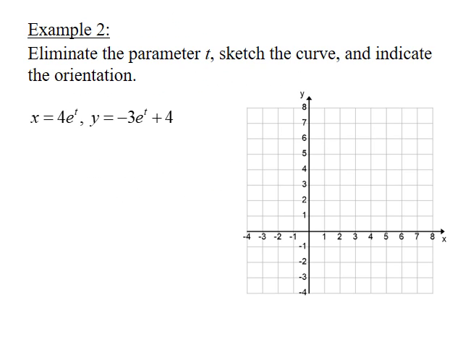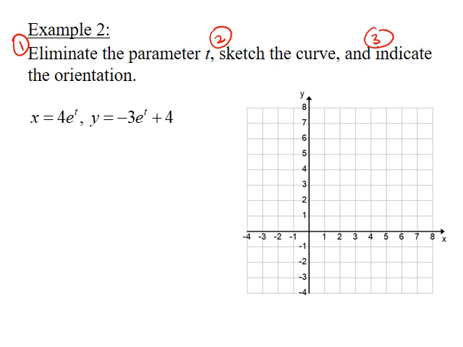So here is some type of example that you will see. The first thing it will say is eliminate the parameter. Then it will want you to sketch the curve and of course indicate the orientation. And again, when it says indicate the orientation, that just means draw in the arrows.